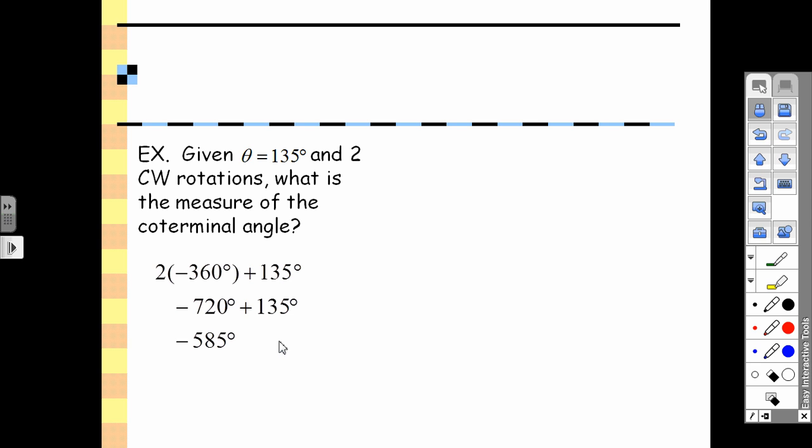Okay, now it doesn't ask us to graph this, and I'm not going to worry about it, but if you're interested in seeing what that graph would look like, ask me later in class. Okay, next one.